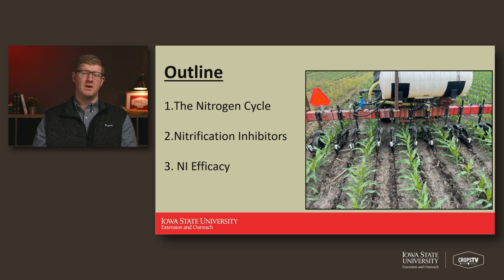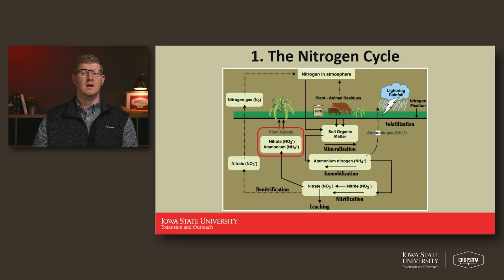So as we move through today, we're going to focus on three main areas. Number one is we'll do a quick rehash of the nitrogen cycle and some of the processes that go on within it. Number two is we will talk about what nitrification inhibitors are and also how they work. And then number three is we will look at some of the previous science that has been done on how well these products work. So we'll start with the nitrogen cycle.